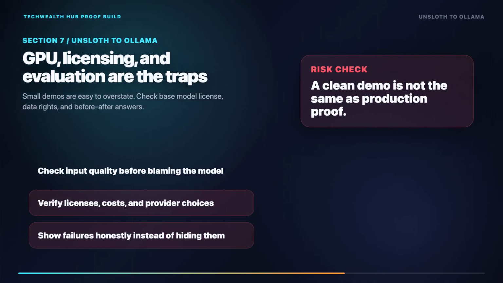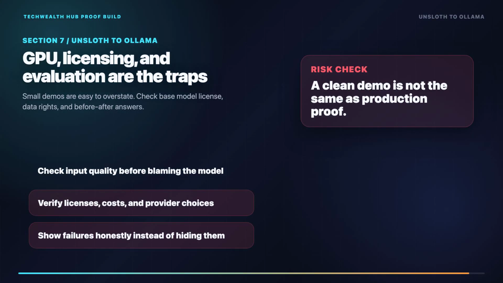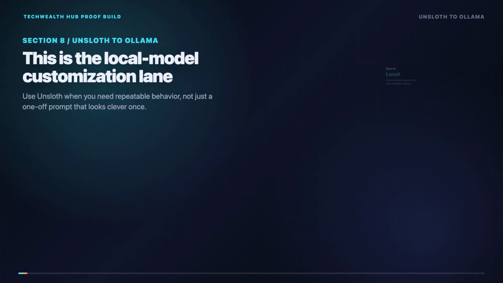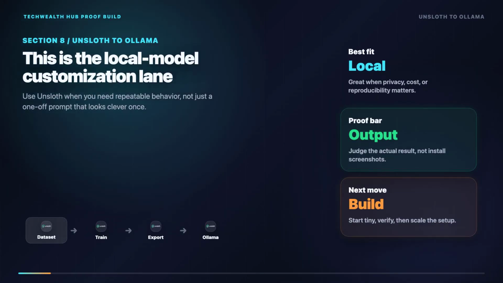Use a before and after prompt set, keep failed samples, and compare against the base model. Otherwise, you can train a model that feels customized but is actually just overfit to the demo. The verdict: use Unsloth when you need repeatable behavior, not just a one-off prompt that looks clever once.